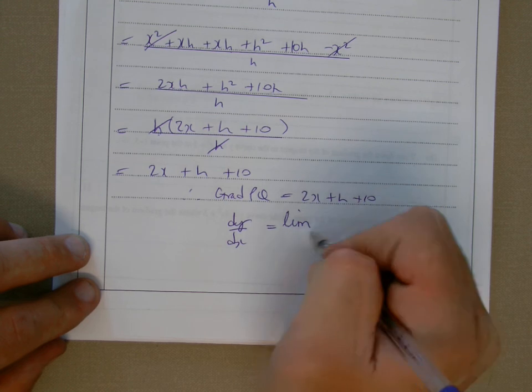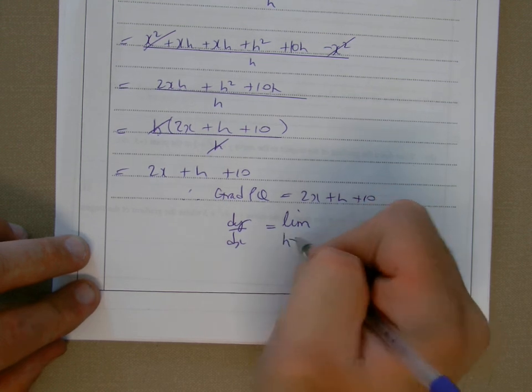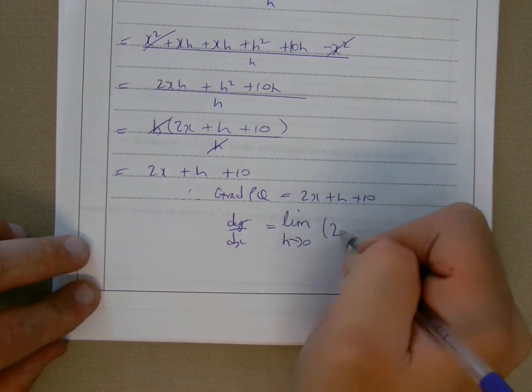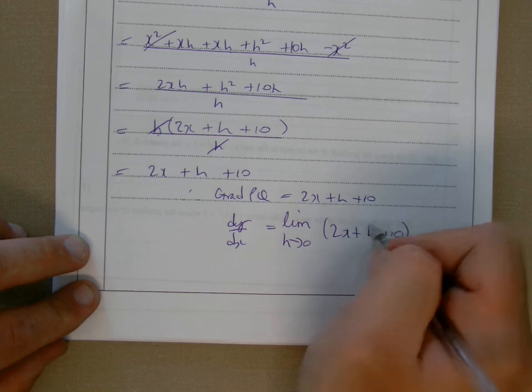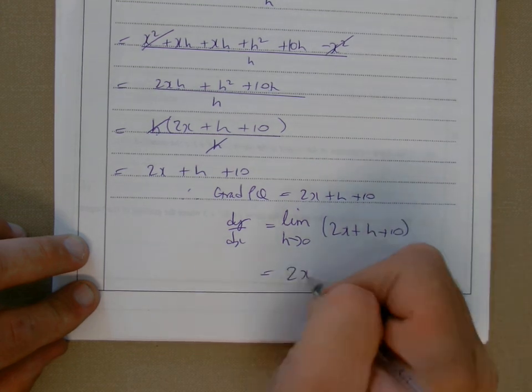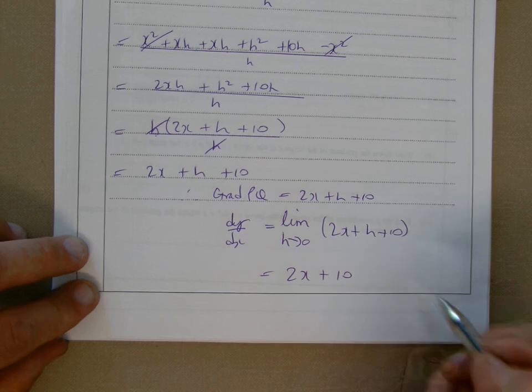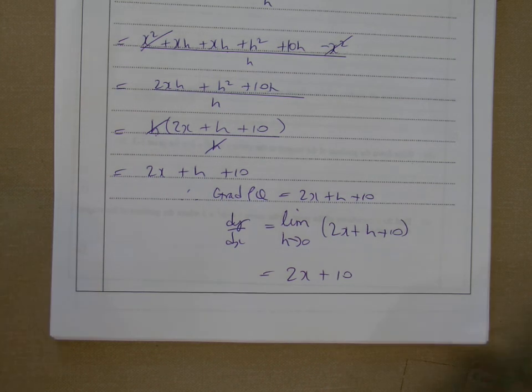So what we say is, look, dy by dx is the limit. You've got to write those in: limit as h goes to 0. So what we're doing is, essentially, we are limiting h, aren't we? We are limiting it to 0, and if that becomes 0, you get 2x, of course, plus 10, which is exactly what we wanted. x squared plus 10x becomes 2x plus 10.